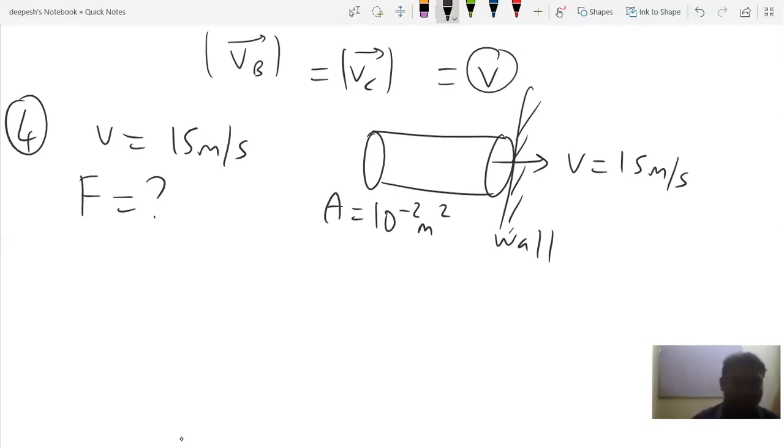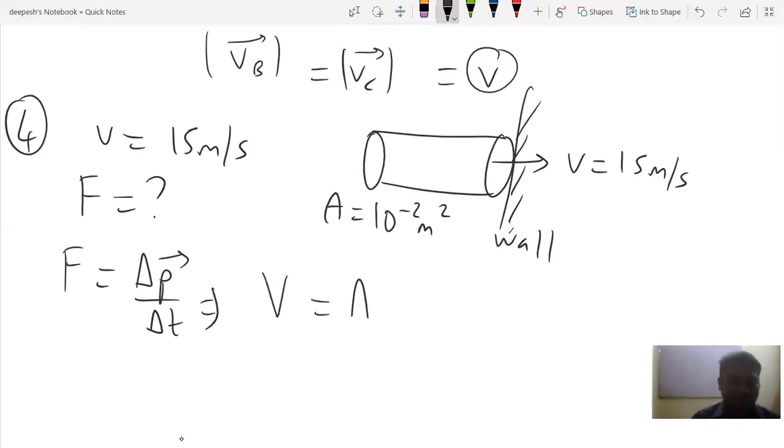So which law will we use? Force is the rate of change of momentum. Now, in this case, we have the velocity of the stream of water, 15 meters per second. The area of cross section is 10 raised to minus 2 meters square. The volume of water will be nothing but area into the amount of water displaced per second. So volume is area into velocity. Why? Because velocity is displacement upon time, and the time we are considering here is 1 second.